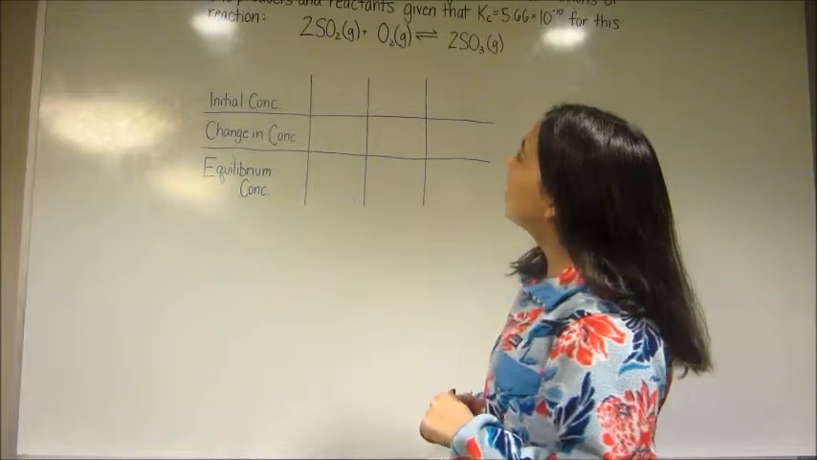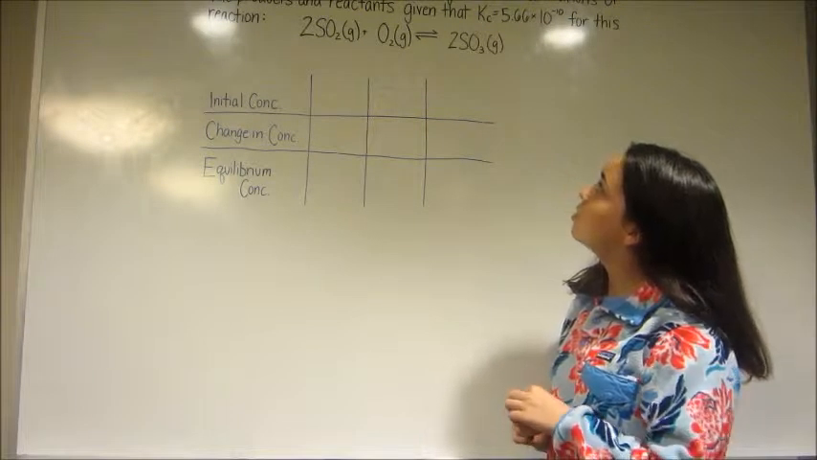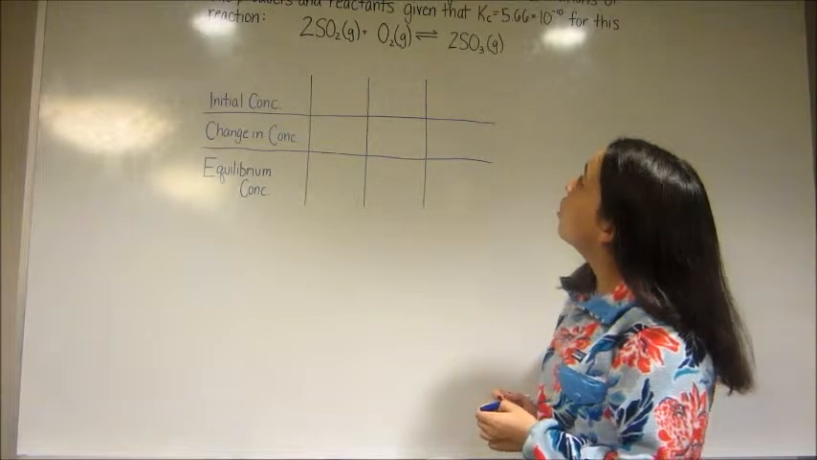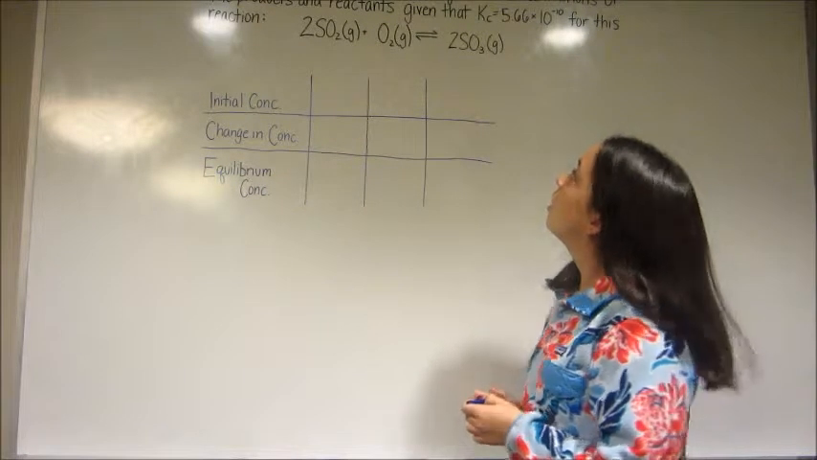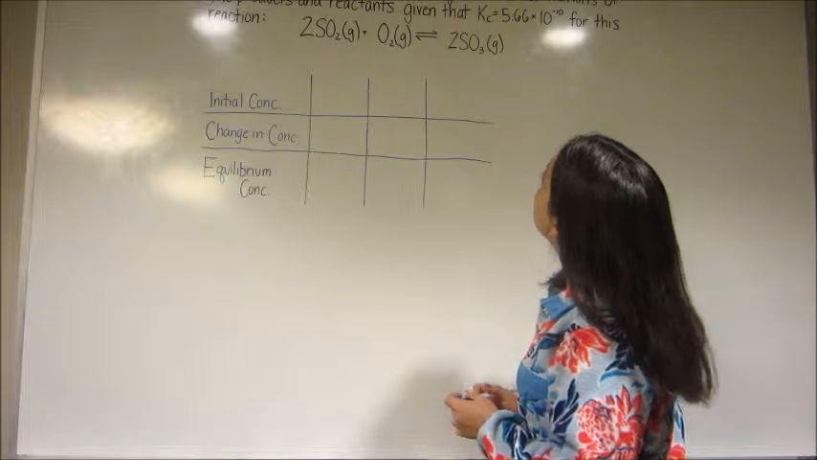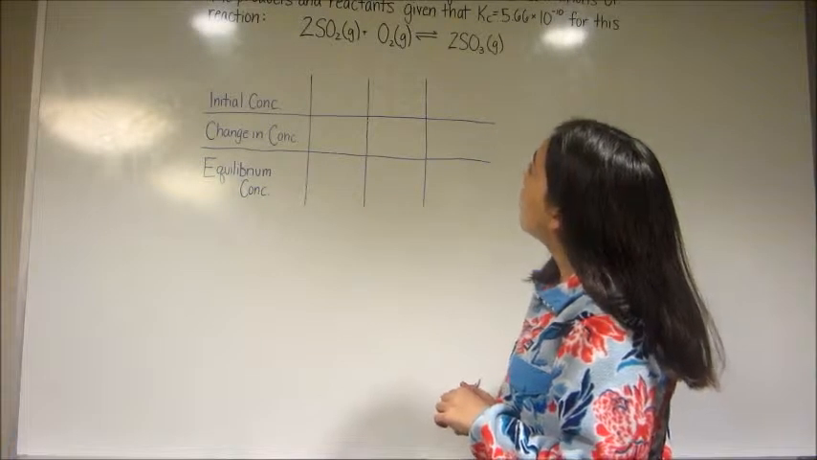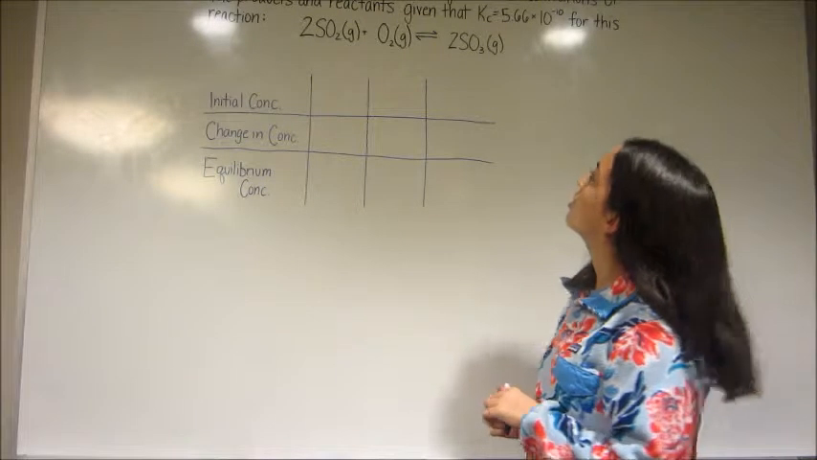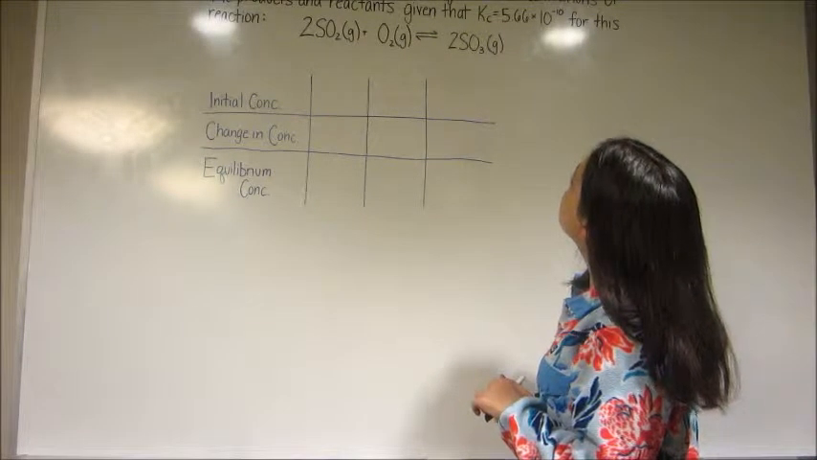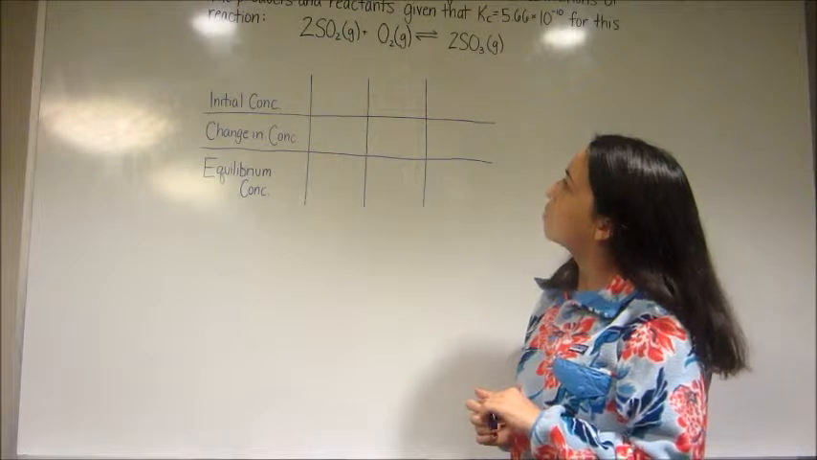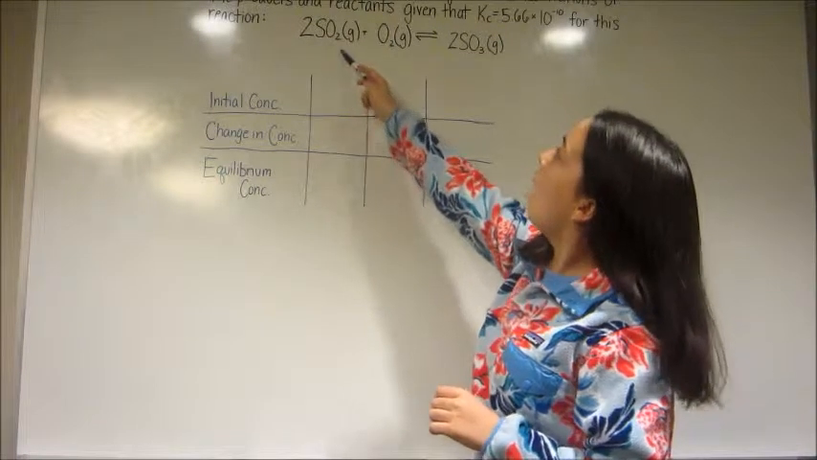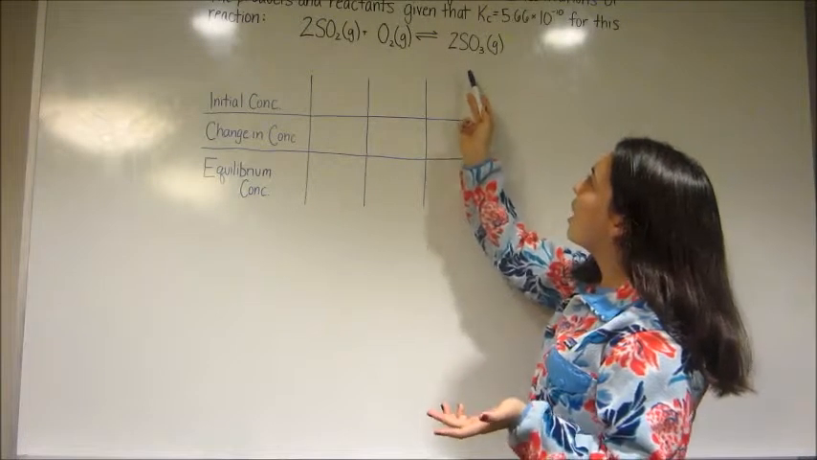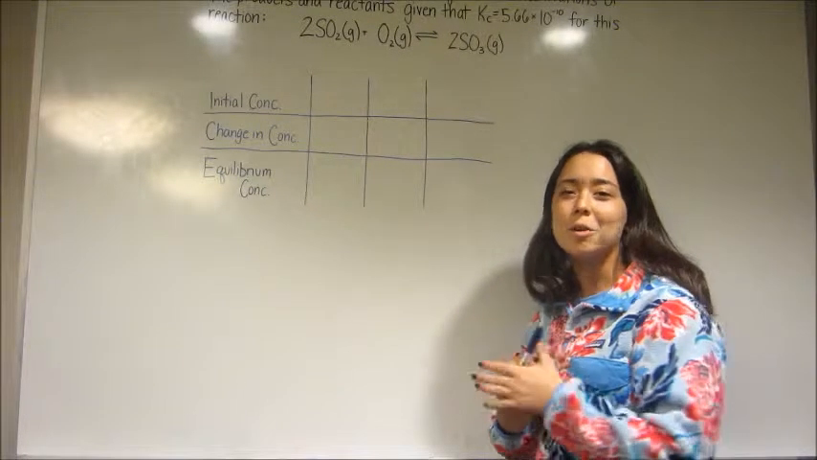Hello, welcome. Today we're going to be doing a classic ICE box problem. A vial of SO2 at 0.522 moles per liter and O2 at 0.633 moles per liter react and reach equilibrium. Calculate the equilibrium concentrations of the products and reactants given that Kc, the equilibrium constant, is 5.66 times 10 to the negative 10 for this reaction. 2 moles of SO2 plus 1 mole of O2 reacts to create 2 SO3 at equilibrium.